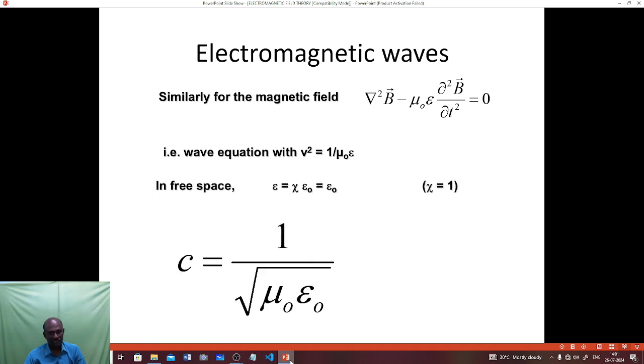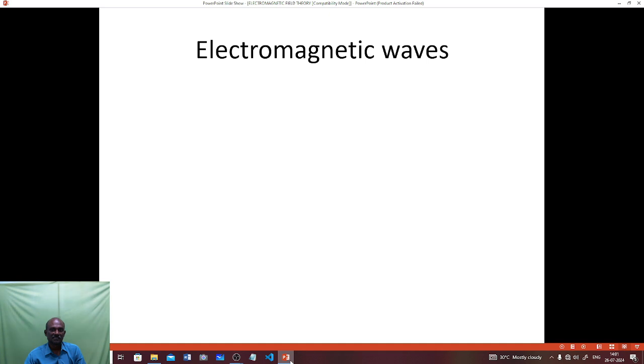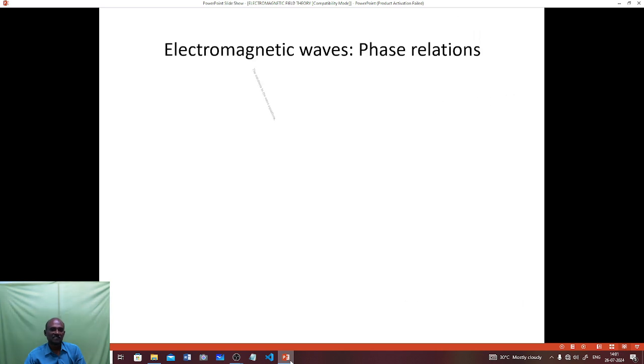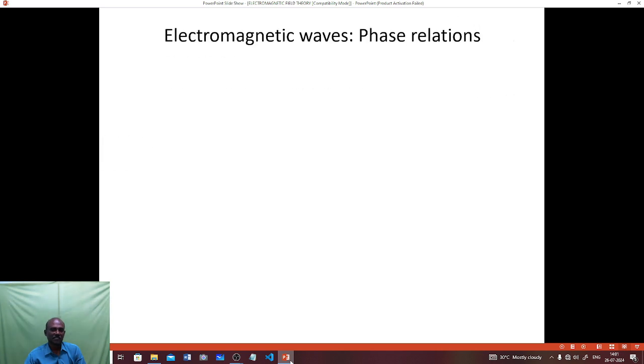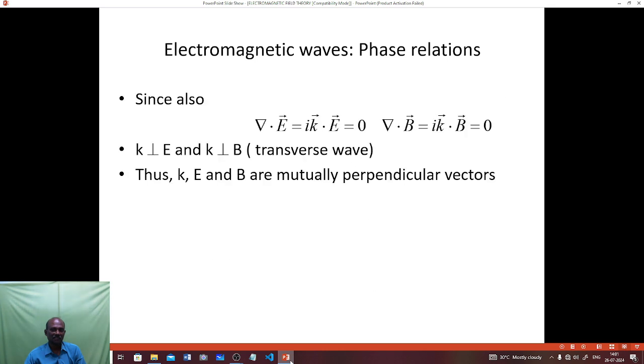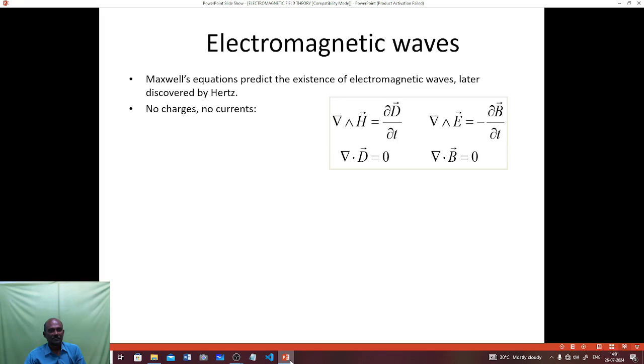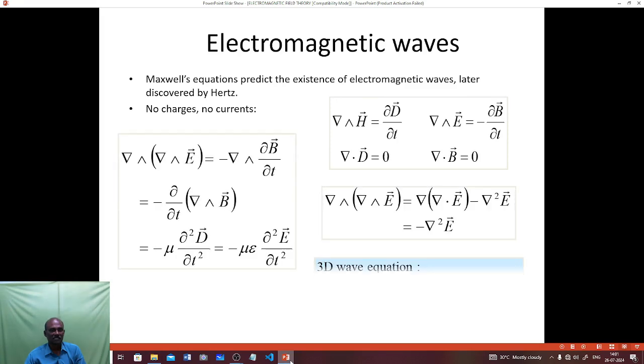So the velocity C is 1 by root of mu naught into epsilon naught. So mu naught is permeability, epsilon naught is permittivity. C is the velocity of light in electromagnetic waves. So various wave parameters we can determine by solving these equations. The direction of the electromagnetic wave is perpendicular to both electric as well as magnetic fields.